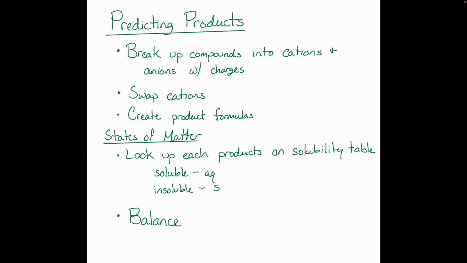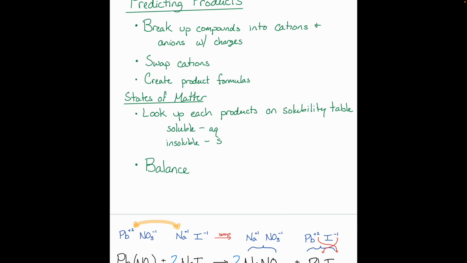Okay? All right, I'm going to let you all do one more on your own here. Again, I'm going to give you your reactants. We're going to do silver chlorate and potassium bromide.